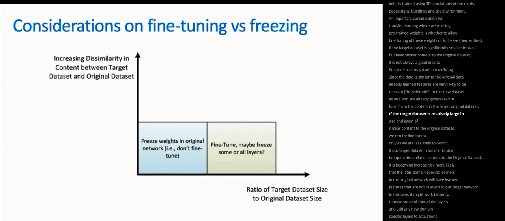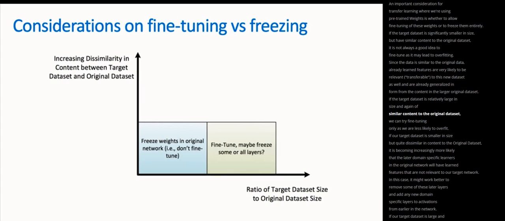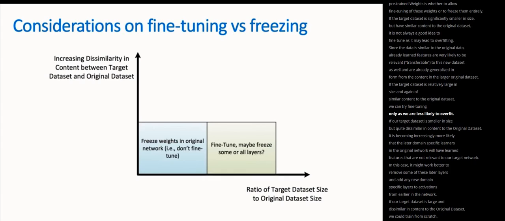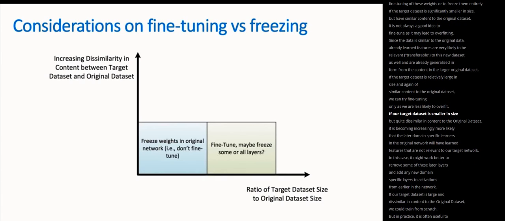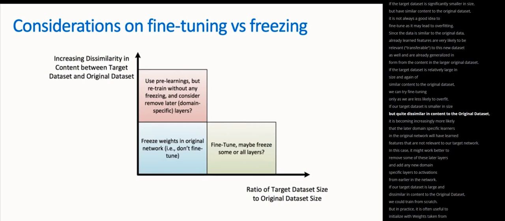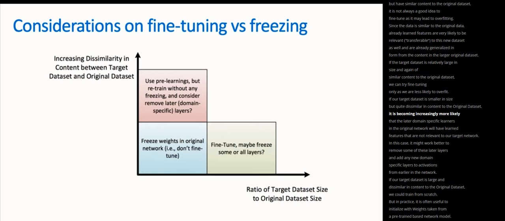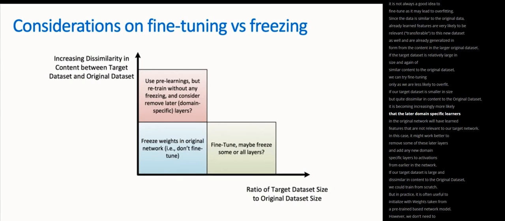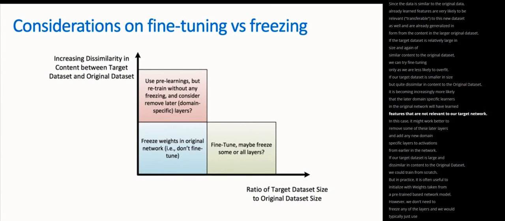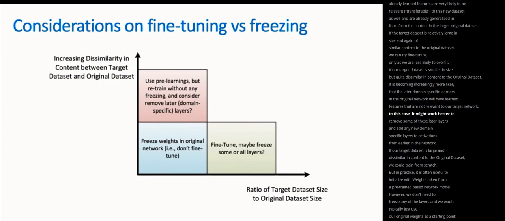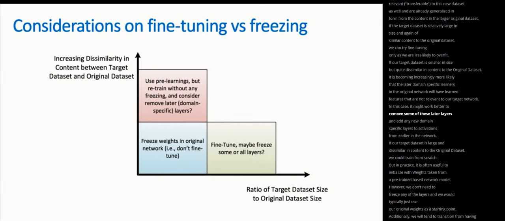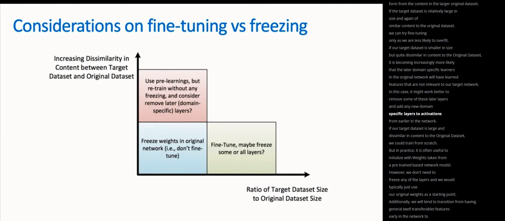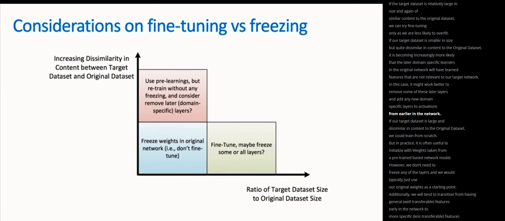If the target dataset is relatively large in size, and again of similar content to the original dataset, we can try fine-tuning only, as we are less likely to overfit. If our target dataset is smaller in size, but quite dissimilar in content to the original dataset, it is becoming increasingly more likely that the later domain-specific layers in the original network will have learned features that are not relevant to our target network. In this case, it might work better to remove some of these later layers and add any new domain-specific layers to activations from earlier in the network.